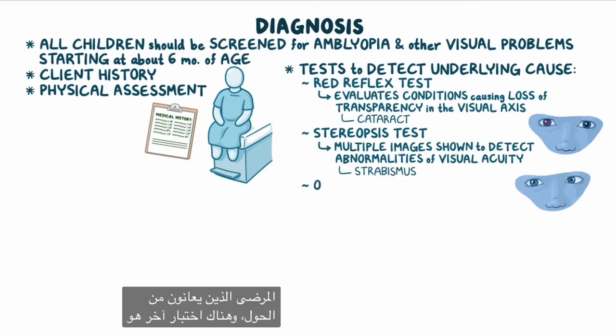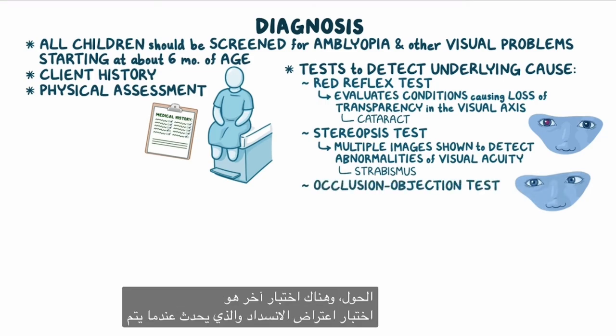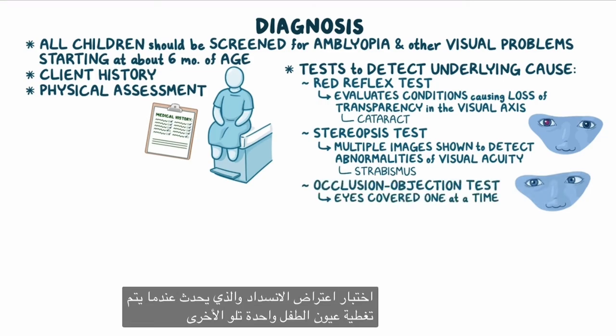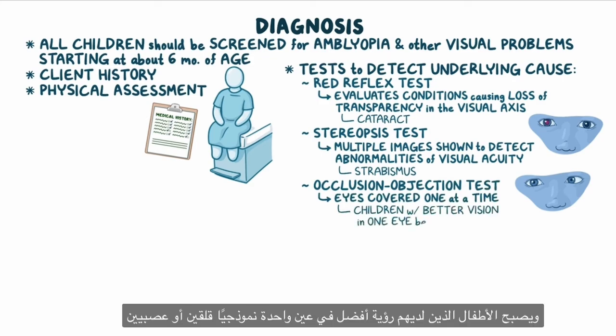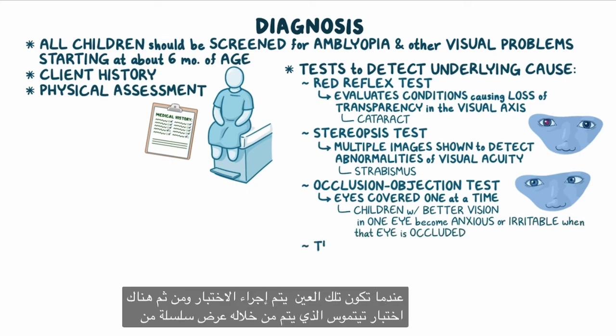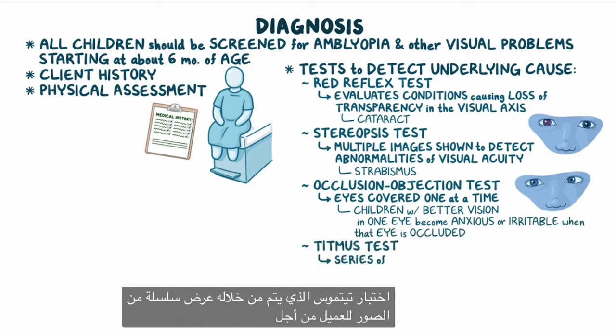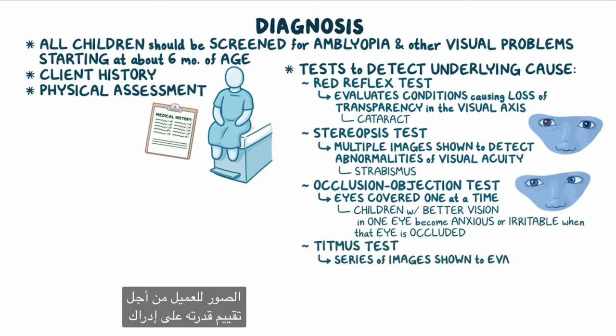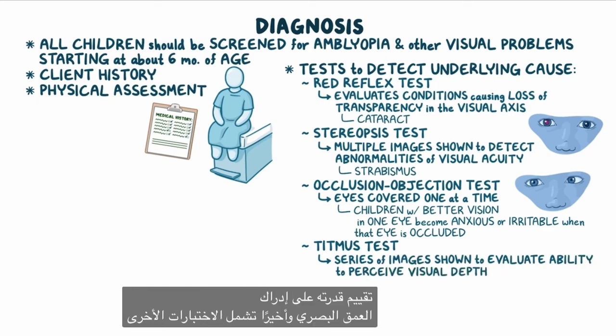Another test is the occlusion objection test, which is when the child's eyes are covered one at a time, and the children with better vision in one eye typically become anxious or irritable when that eye is occluded. And then there is the Titmus test, during which a series of images are shown to the client in order to evaluate their ability to perceive visual depth.